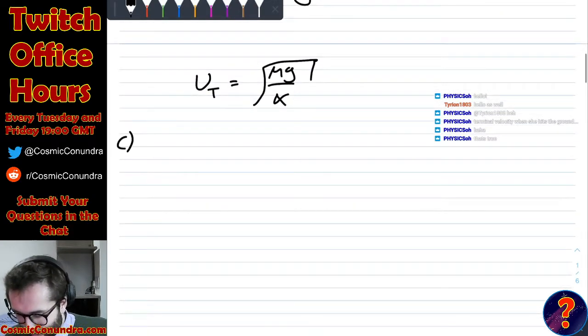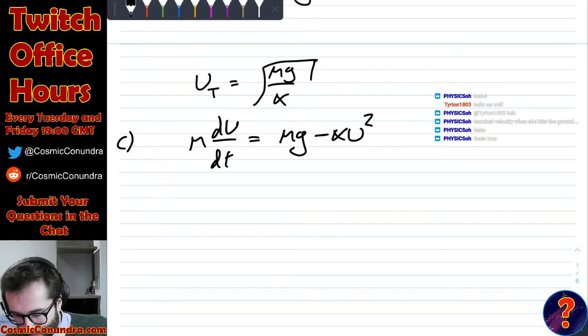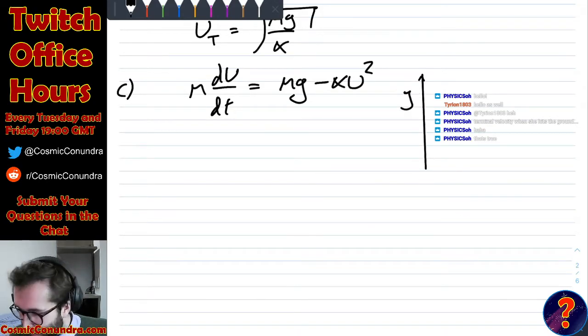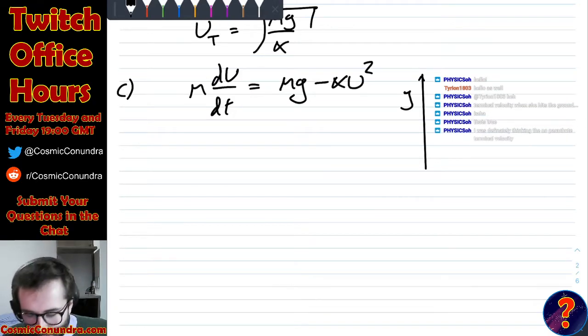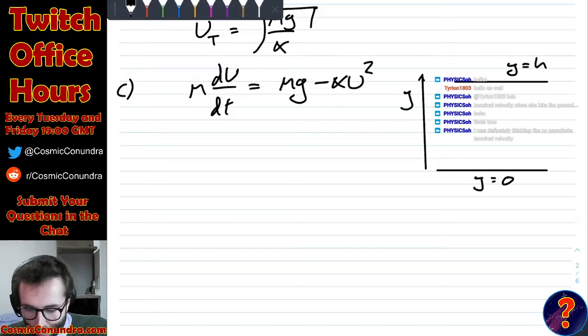Okay, so we've got our equation from before. I'll write it down again. mg minus alpha v squared. So let's do a sketch of the problem. I'm going to call this upwards direction y. Here we've got the floor, which is at y equals 0. And here we've got the height that the parachutist jumps out from.